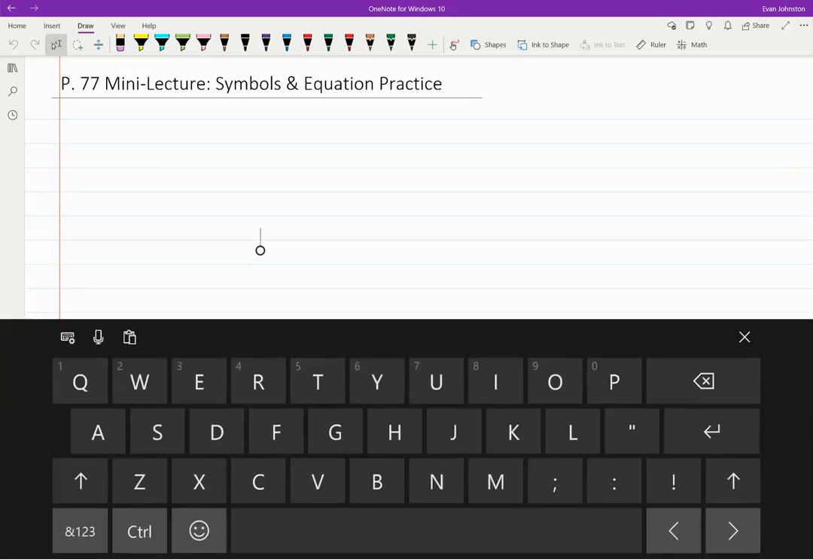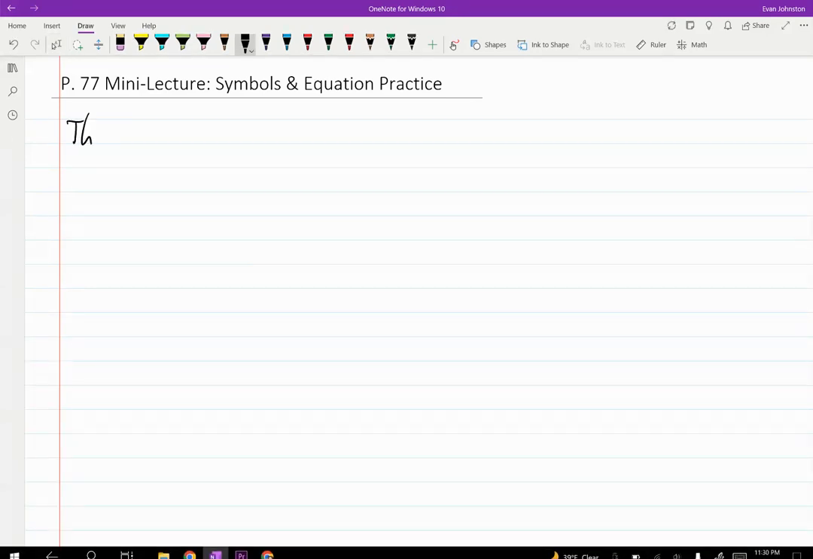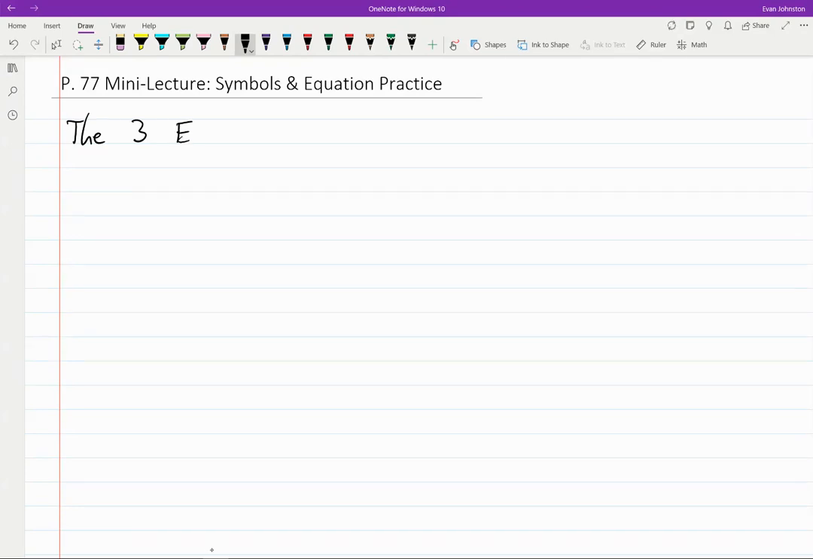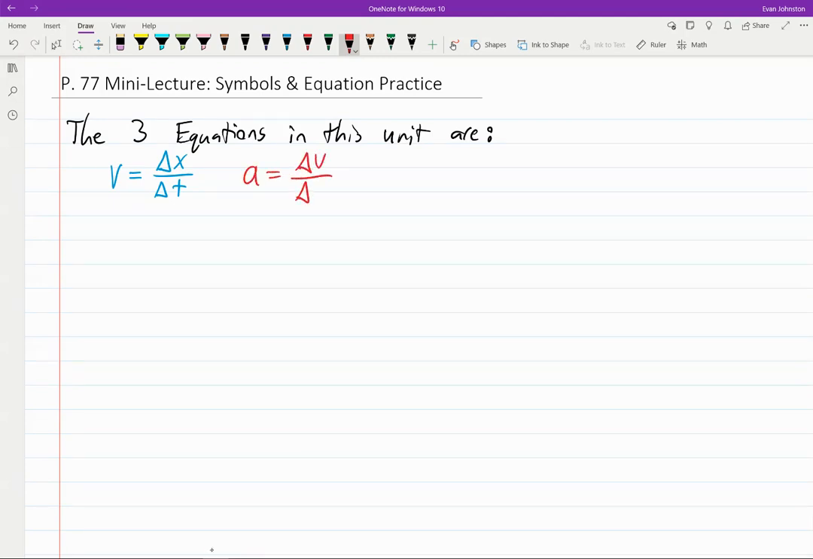So we have the 3 equations in this unit are, and then we'll go blue for the first one, and I'm skipping one line. V equals delta x over delta t. We're calling that delta as this Greek letter. The second one I'm going to use red for is A, not that red, this red. A equals delta V over delta t.